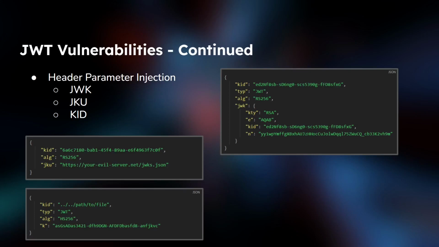And if a symmetric algorithm is being used, you can actually point the KID to some predictable file, which in some cases will let you read files of your choice. You would go about doing that by making a symmetric key, leaving the K field blank at first, and then you modify the header of the token so that it points towards some known file. So the KID might be like etc password, and then you would make sure that the K parameter and the actual KID match.